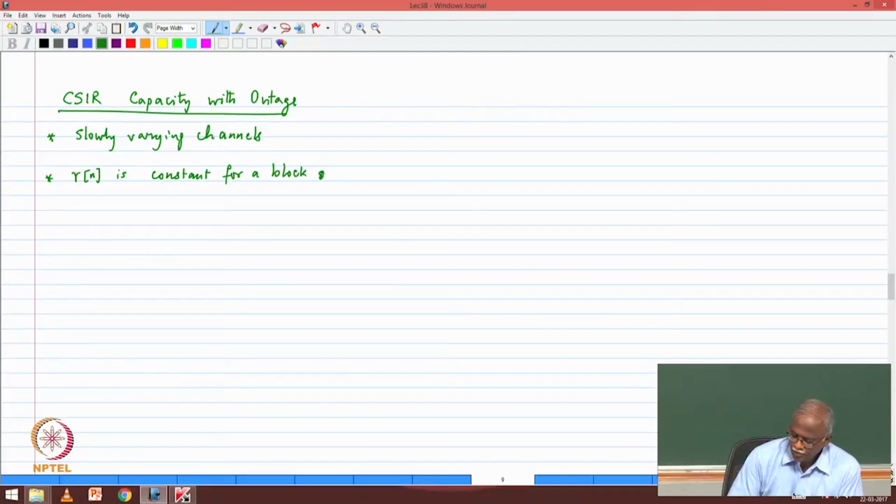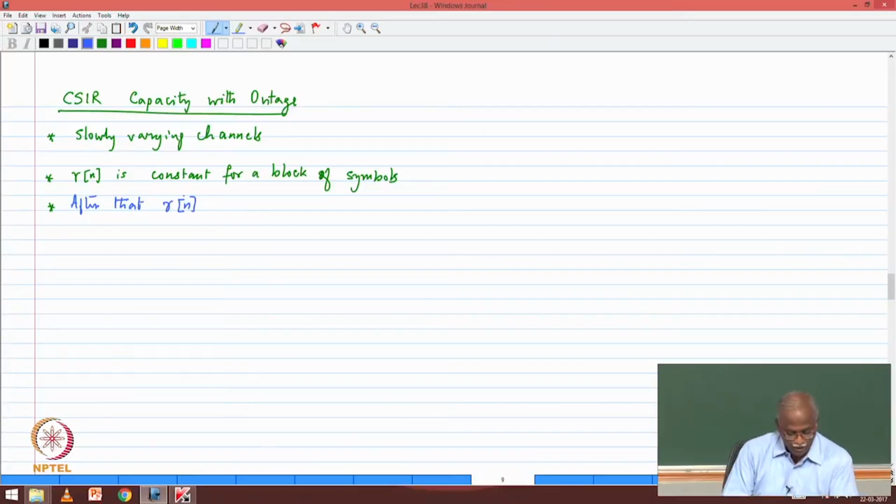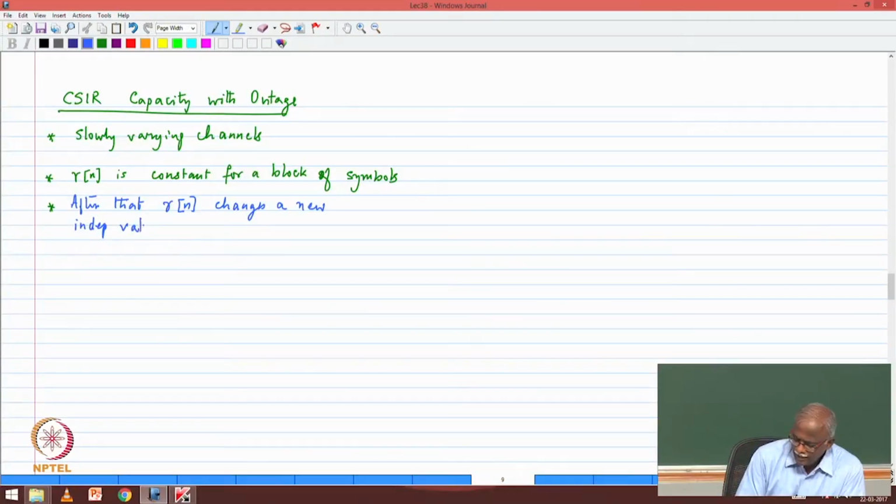Okay, block of symbols. And then gamma changes. It's constant for a block, and then after that, gamma n changes to a new independent value and remains constant for a block of symbols. It is from a particular distribution. It could be Rayleigh distribution or Rician distribution basically, but the gamma of n.